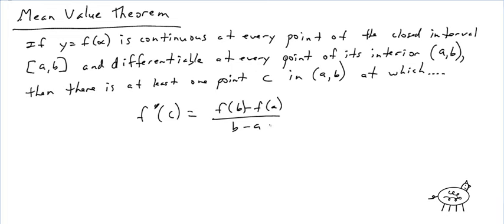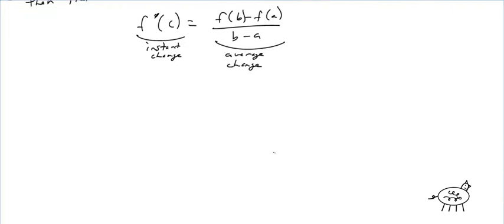All right, so this is the deal, math fans. This is instantaneous change, and you guys should recognize this one. This is average change. So basically what it's saying is there's a point where the average is equal to the instantaneous. So let's take a look at what the graph looks like here.